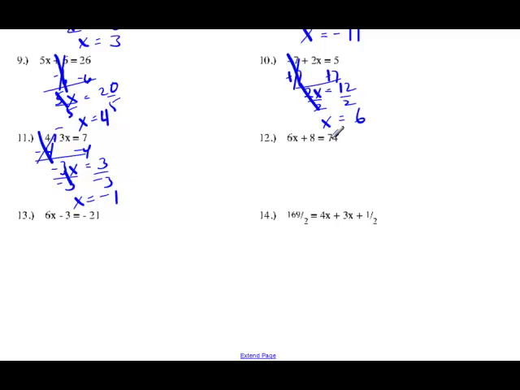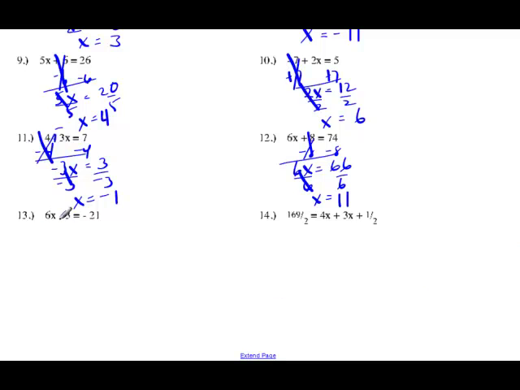Okay, over to here, another two-step equation. So, positive 8, I do a negative 8 on both sides. They cancel. So I'm left with 6x equals 66. Divide by 6. X equals 11.